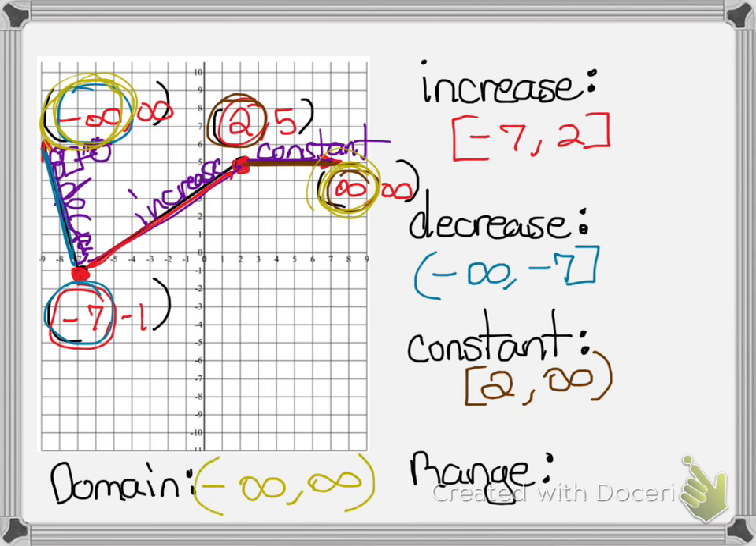My range will be the smallest y value out of all my ordered pairs, which would be negative 1, to my largest y value out of all of my ordered pairs, which would be 5. So therefore, my range, not 5, it will be from negative 1 to infinity, because infinity is definitely bigger than 5.